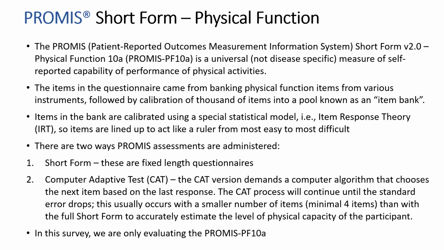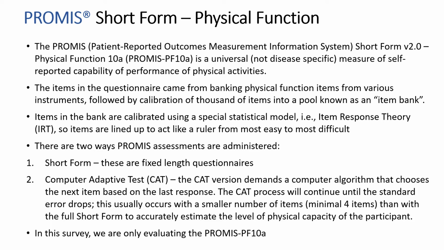Now we come to the last PRP. It is the PROMIS physical function. The PROMIS physical function is a universal measure of self-reported capacity for performance of physical function. The items come from banking physical function items from many sources. Then, these items are calibrated using a special statistical technique. The full bank for physical function has 124 items. There are 2 ways to assess PROMIS physical function.